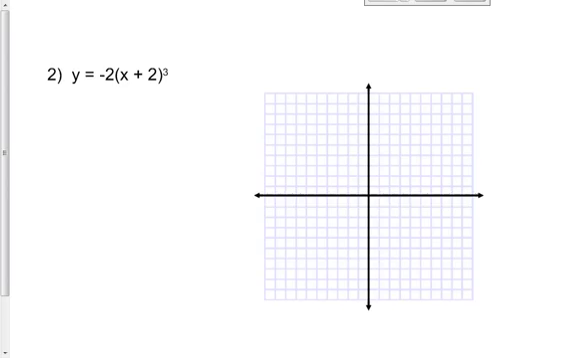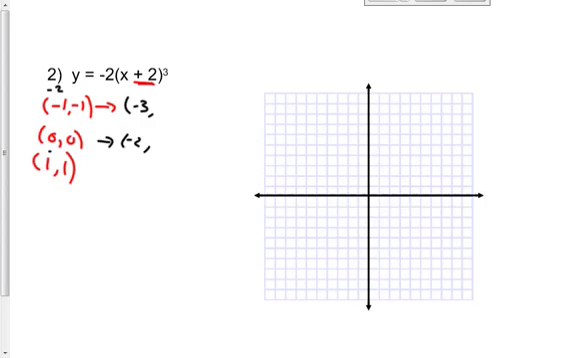All right, now we're going to do this one. The graph is y equals -2 times (x plus 2) raised to the third power. I start with my go-to points. (-1, -1), (0, 0), (1, 1). Now I shift them. The x-coordinate, I do the opposite of what this says. It says plus 2, I have to subtract 2. So each of these x terms will subtract 2. -1 minus 2 is -3. 0 minus 2 is -2. 1 subtract 2 is -1. My x-coordinate is now finished. I don't have to do anything else to that.